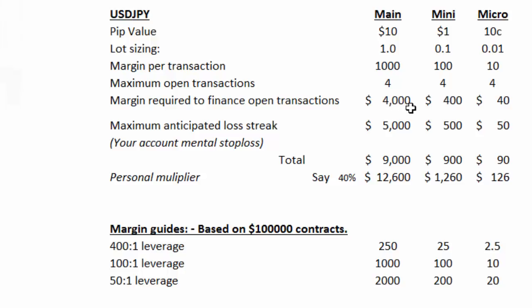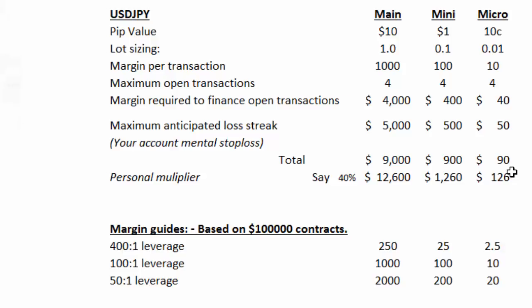So you'd have to have 4,000 in your main account or 400 in your mini account or $40 in your micro account. Okay, so that's the easy part, because you can calculate it very specifically to the cent. Those things can be calculated, and as you can see, it starts mounting up into big numbers. Now the next one is you have to decide what kind of drawdown you're going to experience. In other words, what is going to be your biggest losing streak while you trade this particular EA?